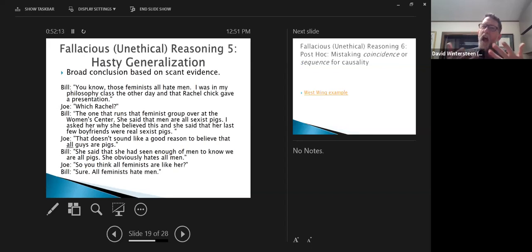And I find myself clever with this because there's multiple hasty generalizations here, right? Bill is making the hasty generalization that all feminists hate men. The woman, Rachel, this fictitious Rachel that doesn't ever get to speak for herself in my misogynistic play here, but she also is a victim of hasty generalization, right? She had a couple lousy boyfriends and then she has extrapolated that to all men.